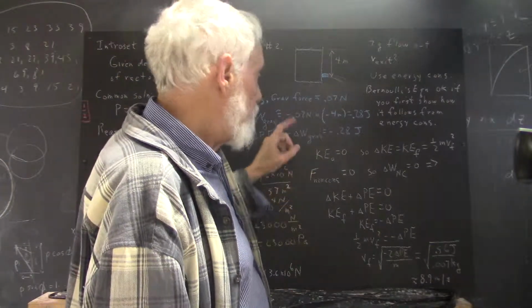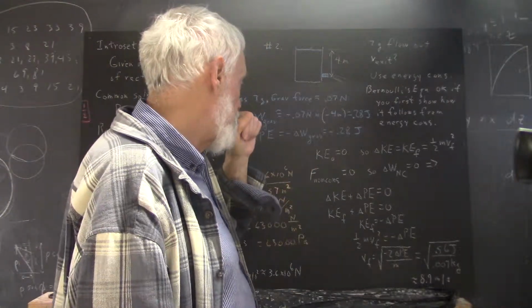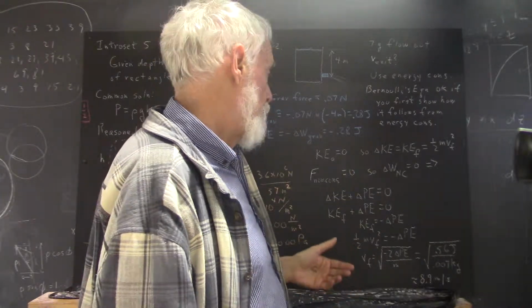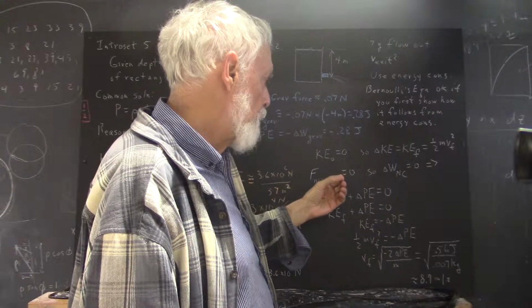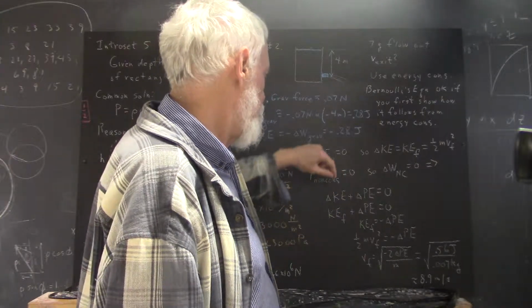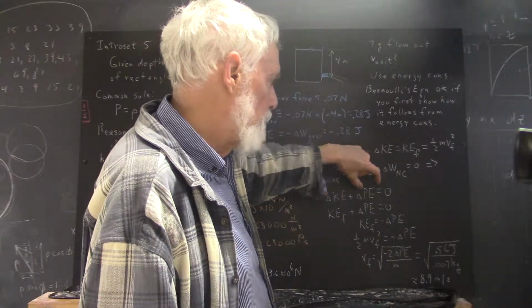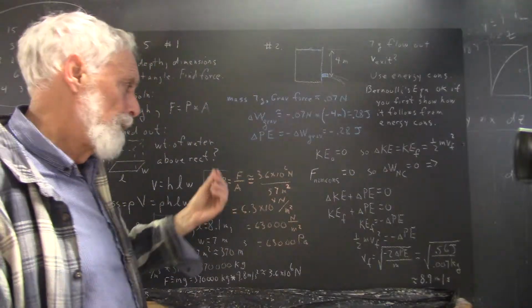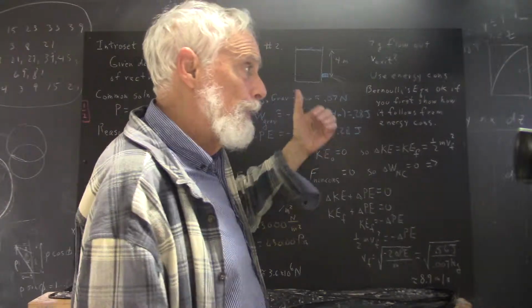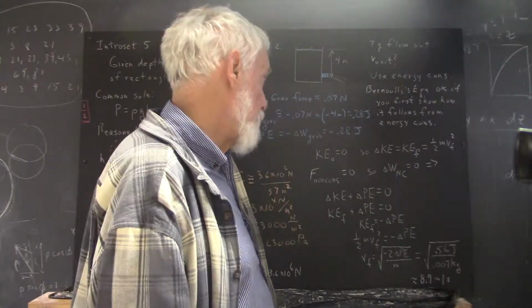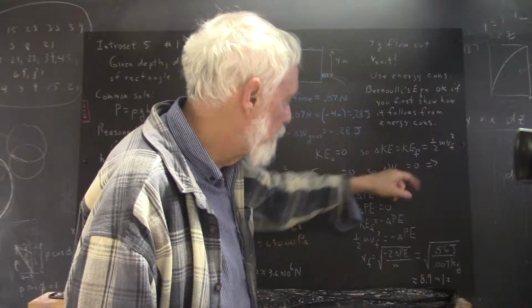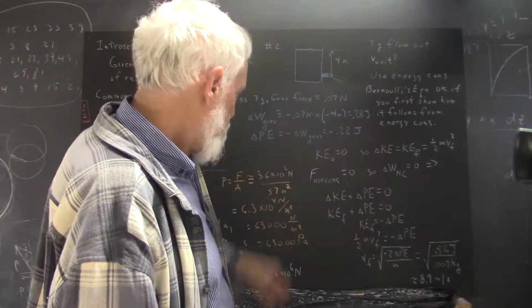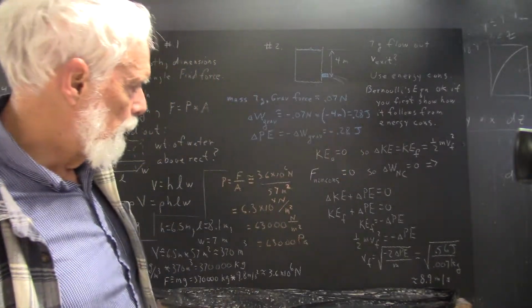Okay, now we want to apply the work energy theorem. It says the work done by non-conservative forces is equal to the sum of the changes in kinetic and potential energy. And I think I misstated that a minute ago. I think I said the work by the net force. Because the work done by the net force is equal to the change in kinetic energy. Work done by non-conservative forces is equal to the change in kinetic plus change in potential energies. So let's hope I didn't mislead you too badly there.